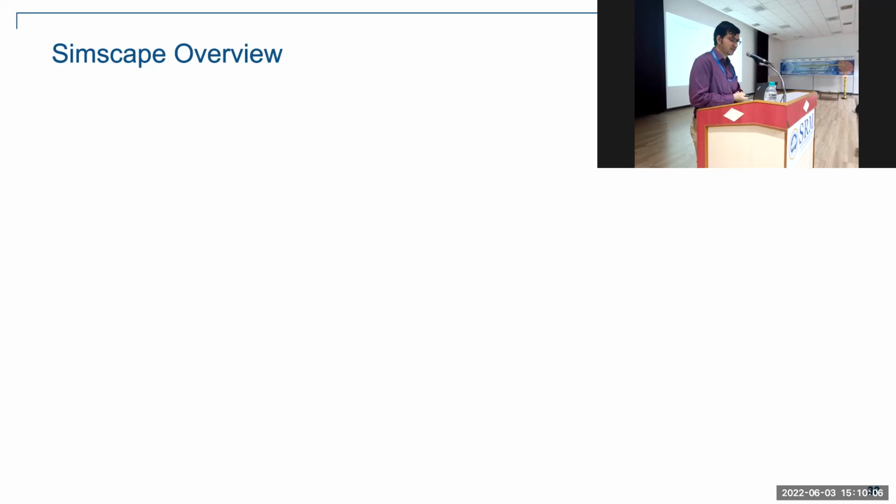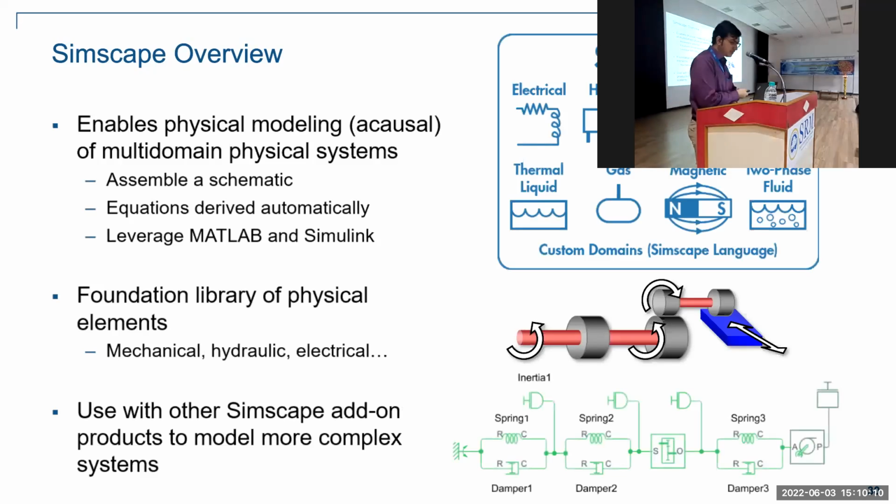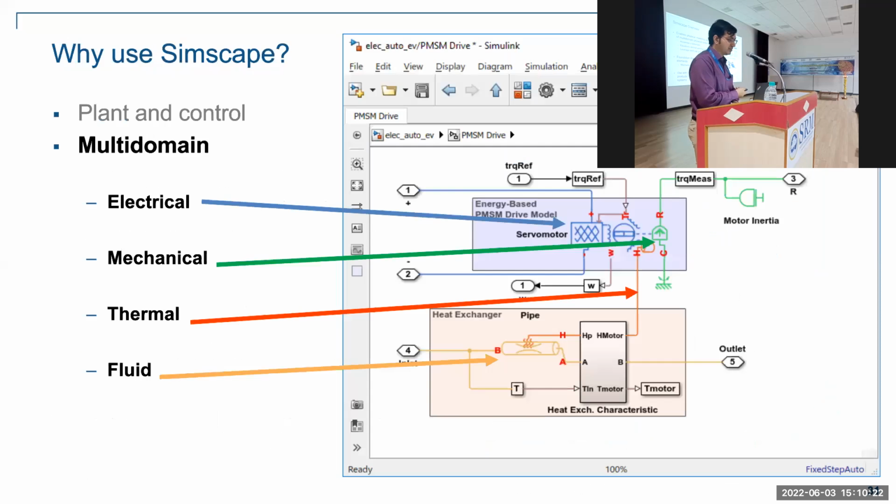It is colored according to the domains that you see. Mechanical is green, electrical is blue. You just have to connect the things together. In the background, it is going to define the different algebraic equations and solve them. So just to give an example of how this sort of multi-domain model typically looks.